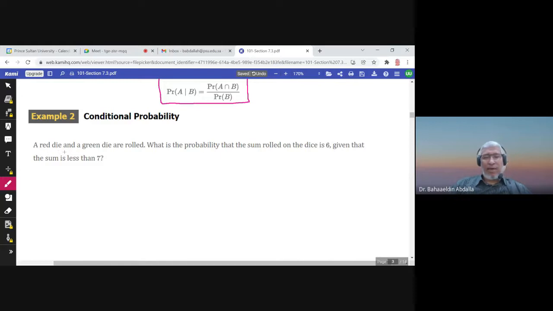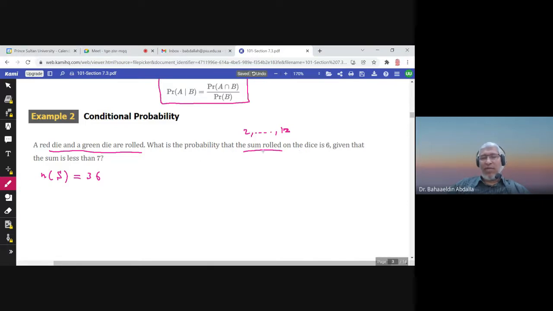A red die and a green die are rolled. So rolling two dice. What is the number of elements in the sample space when you roll two dice? It is 36. Okay, we studied this in 7.1. What is the probability that the sum rolled when we add the two dice? Okay, we could have a sum of 2 when we have 1, 1, up to 12 when we have 6, 6.